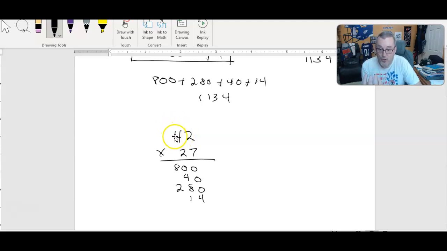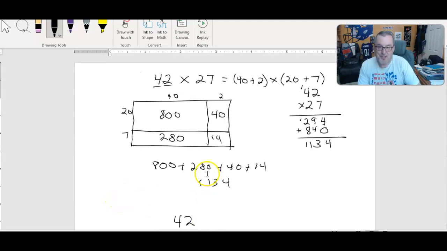Remember, this is 40 and 2. This is 20 and 7. I'm multiplying it all together. And it doesn't matter what order you multiply it in. We just now add it all together. And you might even add it this way. Do you see the 1,000 right there? Do you see the 1,080? Do you see the 1,120? Do you see the 1,134? Yeah, so there's how multiplication works in developing ideas.